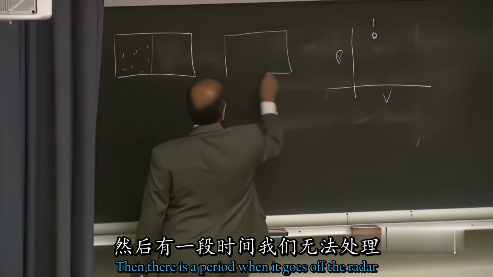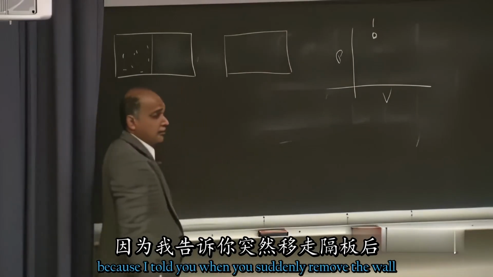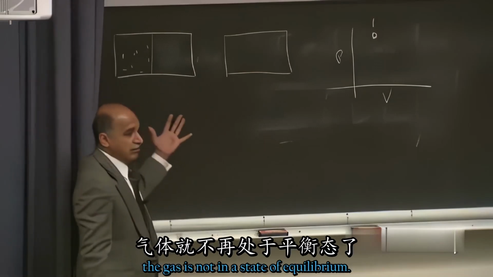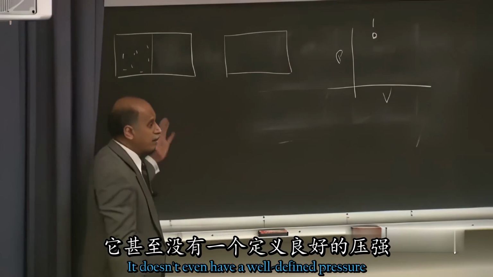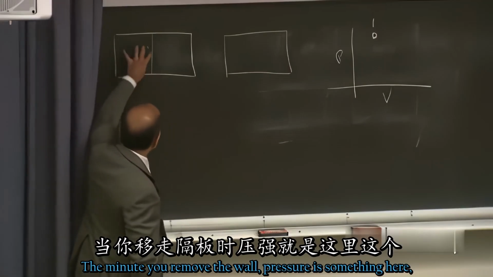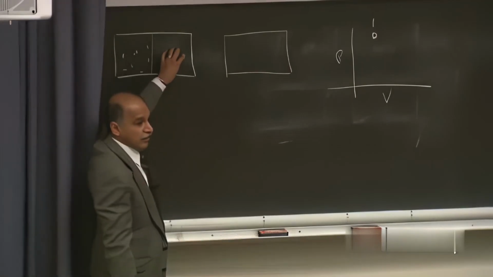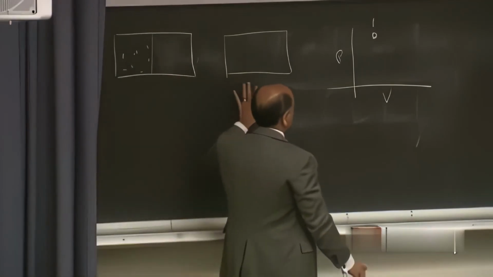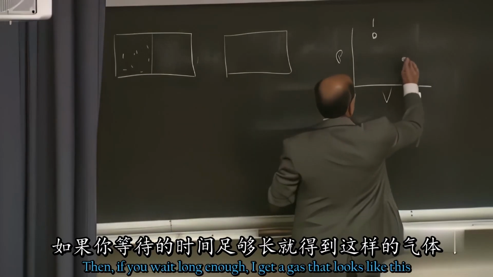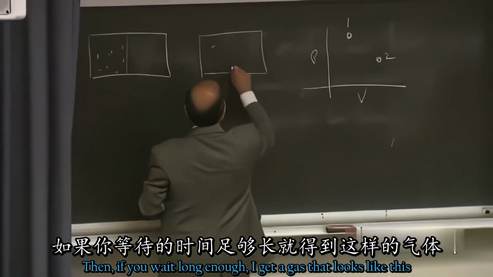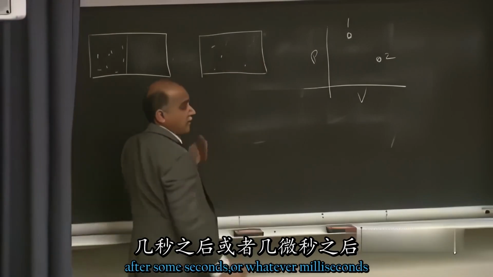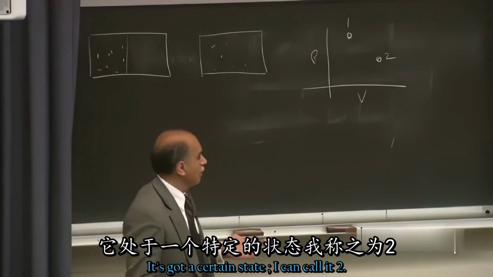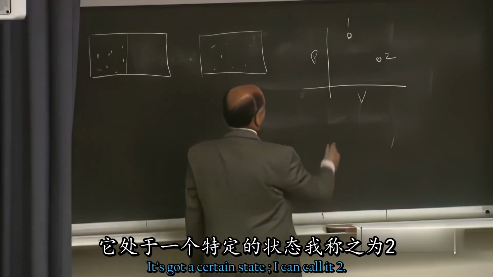Then there is a period when it goes off the radar, because I told you, when you suddenly remove the wall, the gas is not in a state of equilibrium. It doesn't even have a well-defined pressure. The minute you remove the wall, pressure is something here, pressure is 0 in the vacuum here. So you've got to wait a bit. So gas has gone off the radar. We cannot talk about what's happening. Then if you wait long enough, I get a gas that looks like this after some seconds or whatever milliseconds. That is again gas in equilibrium. It's got a certain state. I can call it 2.